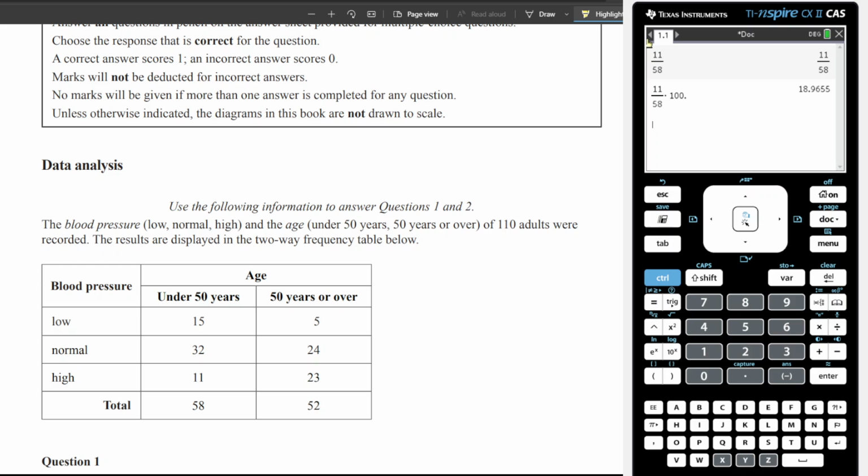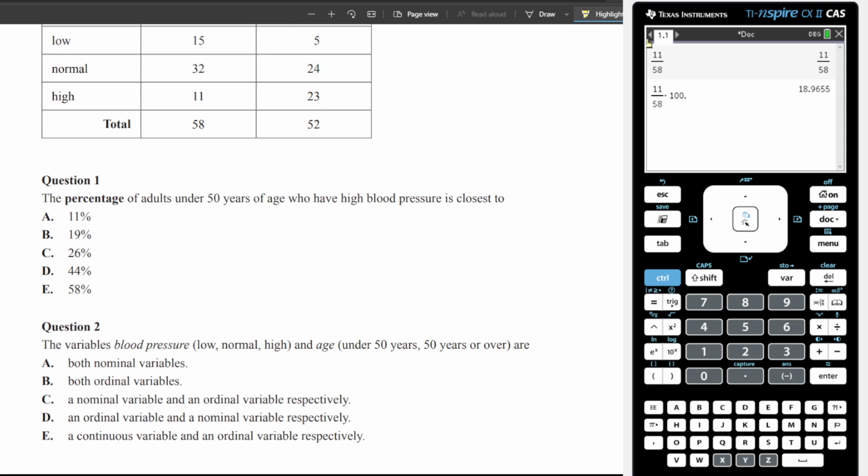First of all, we can see this original information is for questions 1 and 2. I'm going to have to bear that in mind. Let's read through the question. So the blood pressure, low, normal, and high, and the age, under 50 years and 50 years or over, of 110 adults were recorded. The results are displayed in the two-way frequency table below. Let's just highlight the key information. We've got blood pressure, age, there are 110 adults, and it's a two-way frequency table.